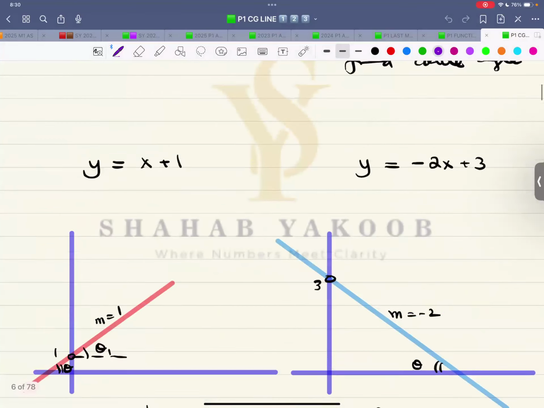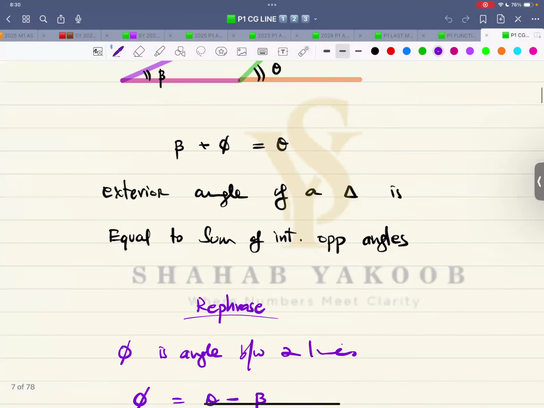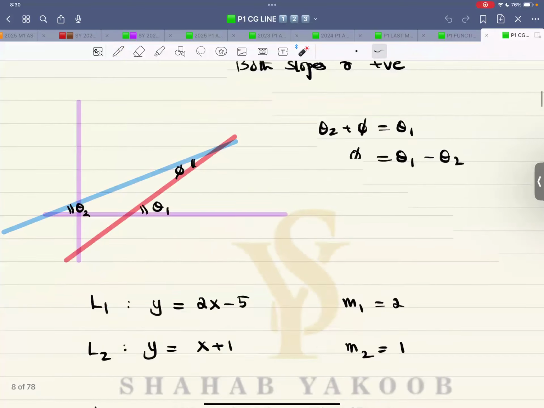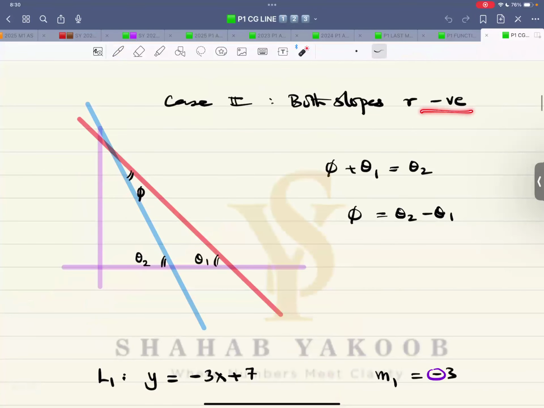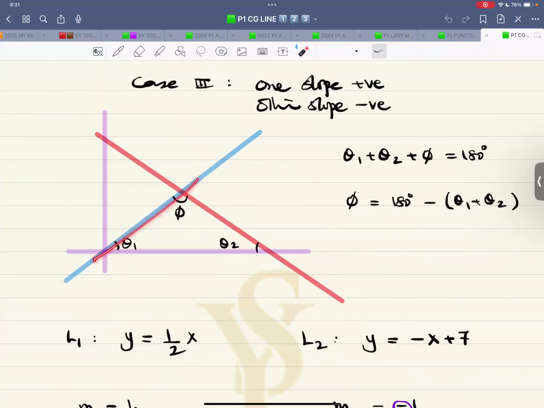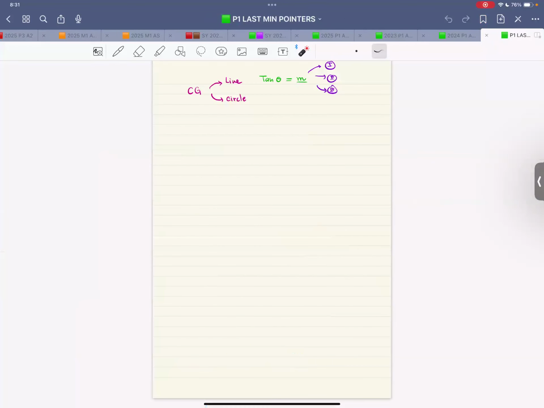And then we apply this concept over here. If both slopes are positive, calculate the angle that each line makes with the horizontal and subtract. That is to find the angle between two lines. If both slopes are negative, discard the negative sign and work as if this is case number one. If one slope is positive and the other is negative, discard the negative sign, add both of them, and subtract from 180. So that is the basic rule.